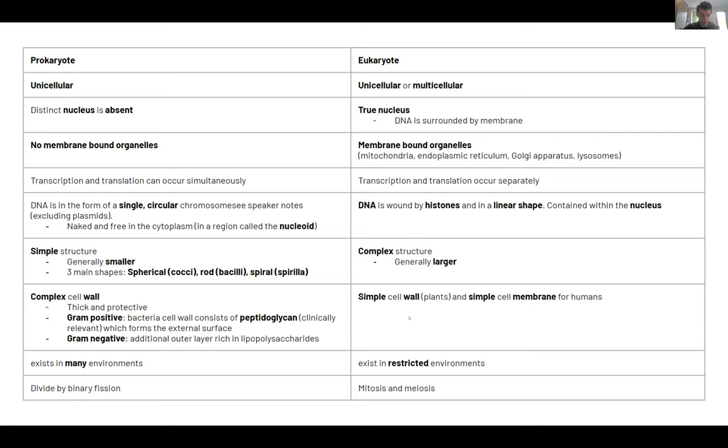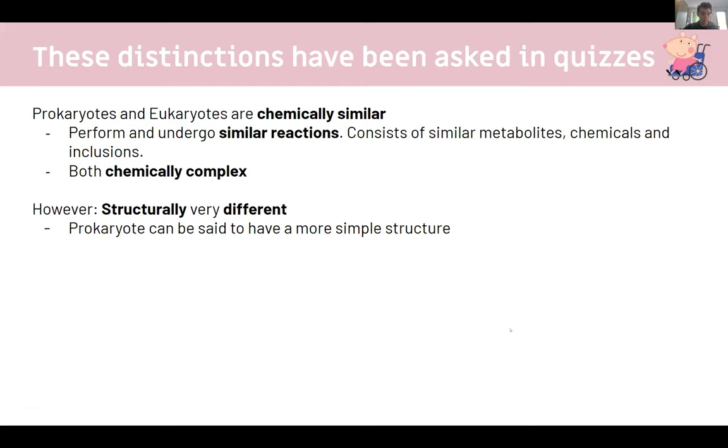Prokaryotes are quite variable and durable. They can exist in many environments. You can probably remember Taq polymerase, from bacteria found in volcanoes, whereas eukaryotes are quite restricted in the environments we can exist in. Prokaryotes reproduce by binary fission, eukaryotes by mitosis and meiosis. Hopefully that is all familiar. Like I mentioned before, these are distinctions that have been asked in quizzes.